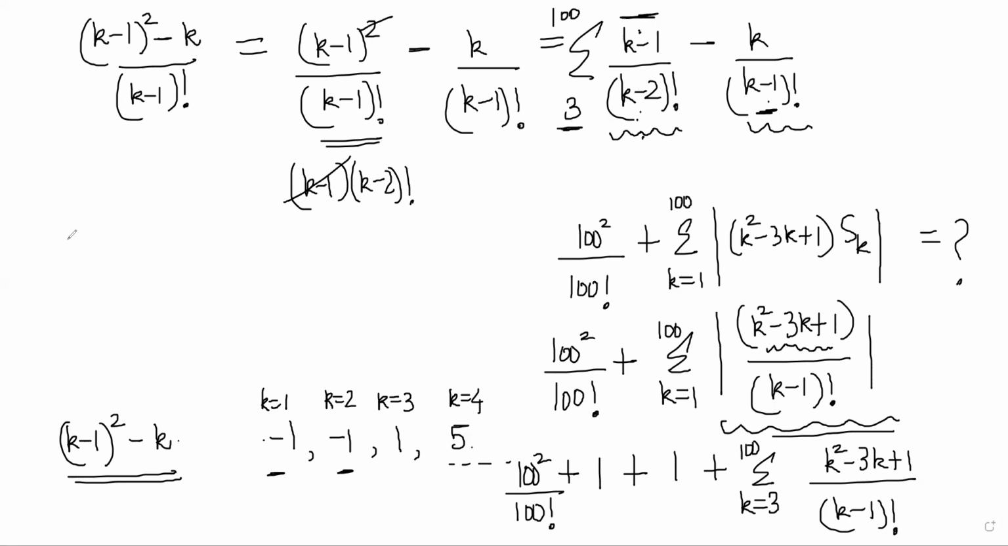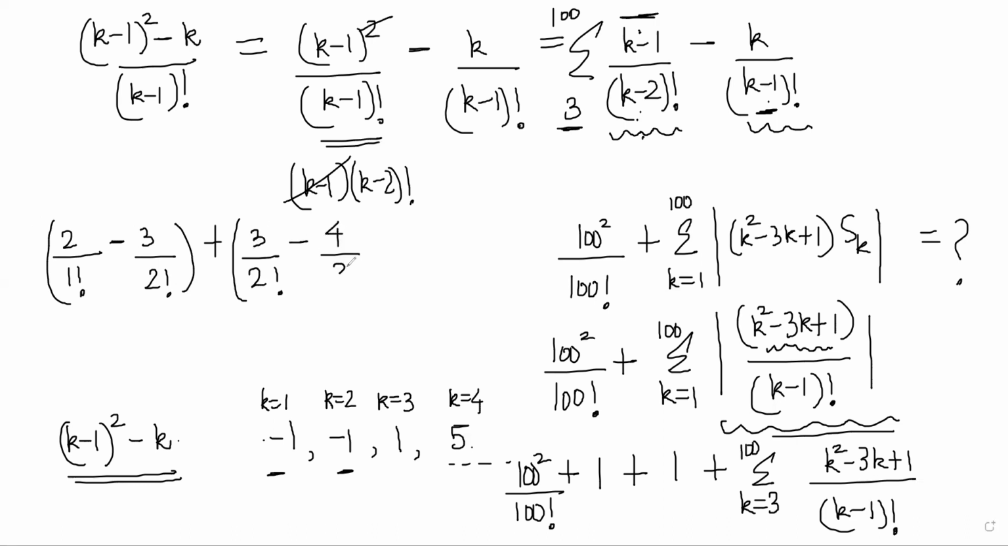K is equal to 3. You get on top 2 by 1 factorial minus 3 by 2 factorial. The next term when k is equal to 4 will be 3 by 2 factorial minus 4 by 3 factorial, which cancels. Obviously, the last term when you put 100, you get 99 by 98 factorial minus 100 by 99 factorial. Again, the first term will cancel and you will be left with this, right?